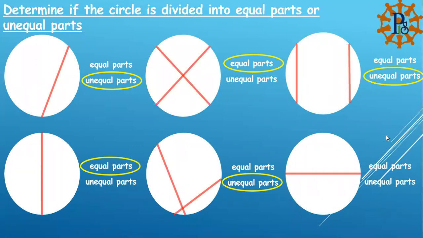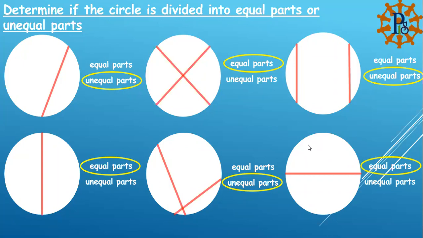Okay, I will answer the last one. The last one here, we have this circle. I think both of them are the same, this one and this one, but the orientation of the line is different. Here, this circle is divided into equal parts. Okay.